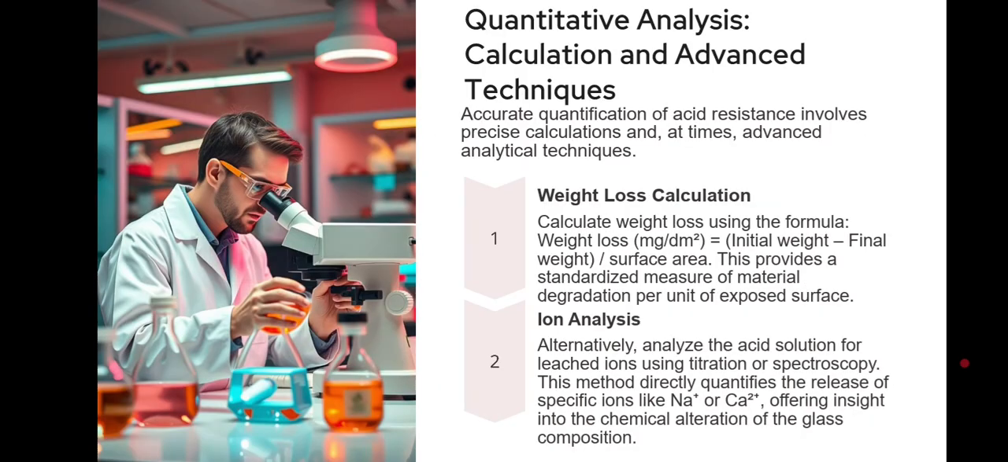Then the quantitative analysis. There are two main ways to quantify the acid resistance. First, the weight loss formula. Use the formula: weight loss in mg/dm² equals initial weight minus final weight, divided by surface area. This standardizes the data so samples of different sizes can be fairly compared. Second, ion leaching analysis. You can also test the acid solution to see which ions leached out, using titration or spectroscopy methods like AAS, atomic absorption spectroscopy.